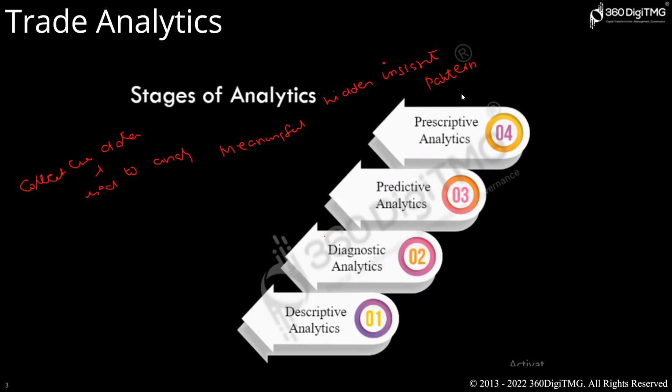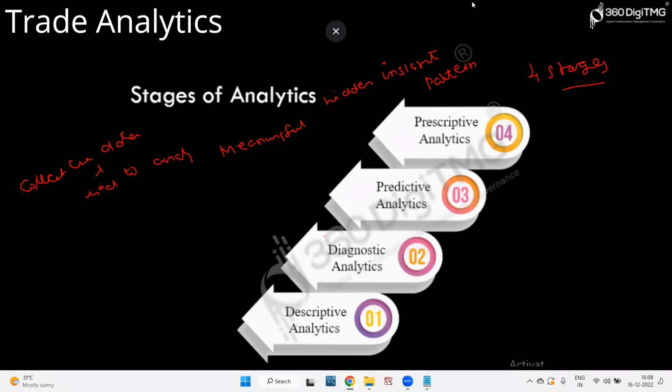We have majorly classified them into 4 stages: prescriptive analytics, predictive analytics, diagnostic analytics, and descriptive analytics. Each stage has some characteristics and some examples in corporate or business. We are going to look at each and every concept in a detailed manner.